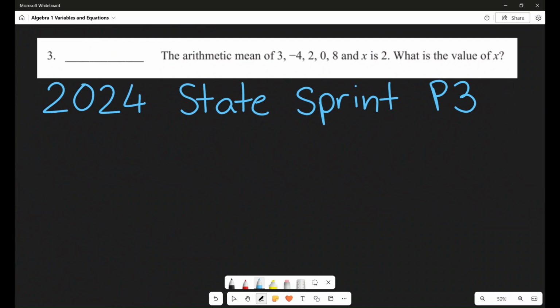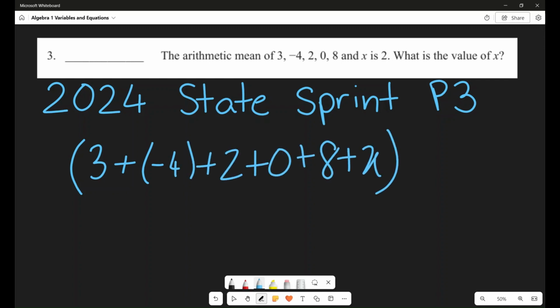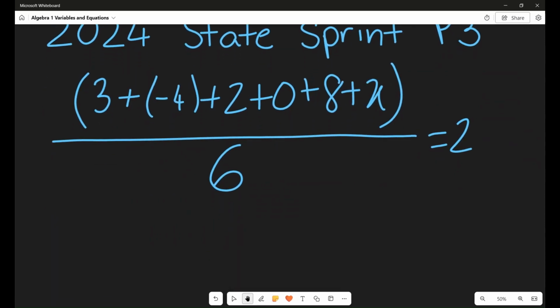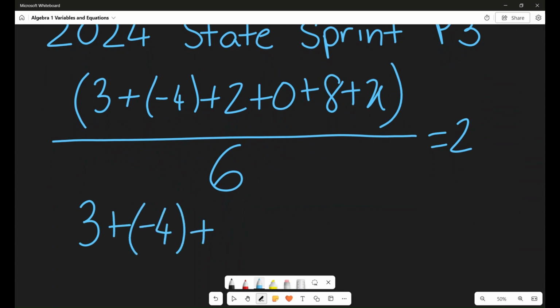So in this case, we will add up all of our numbers. And notice here that there are 6 numbers, including x. So we will divide by 6, and we're given that this is equal to 2. Now, in this equation that we've created, we notice that we don't like that there's a fraction. So let's get rid of the fraction by multiplying both sides by 6.